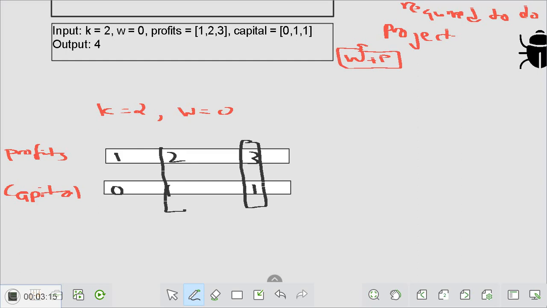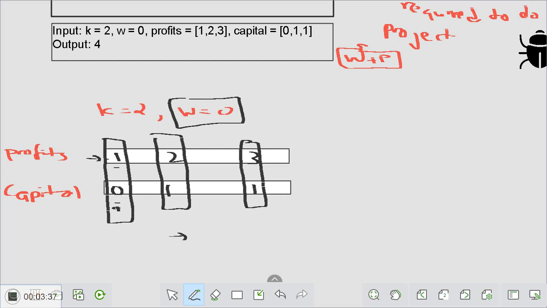This is another project, this is another project, and this is one more project. When I do this project, I get a total profit of 1, and the minimum capital required to do this project is 1. Initially, since our initial capital is 0, this is the only project that we can do. So the first time I do this project, my net capital will become W plus 1, so it will be 1.